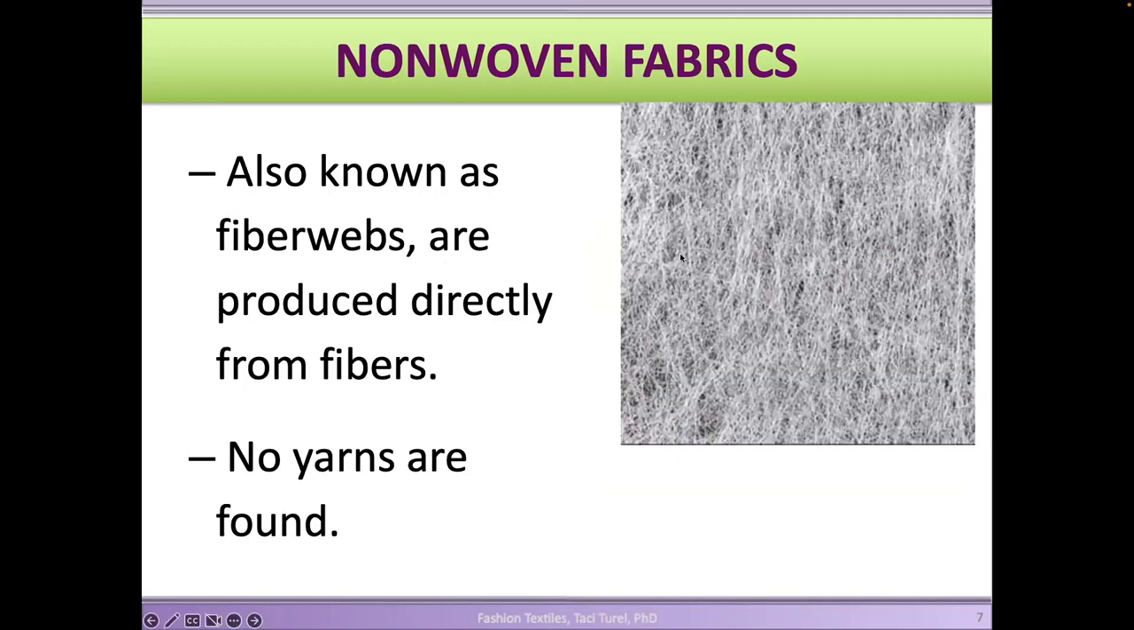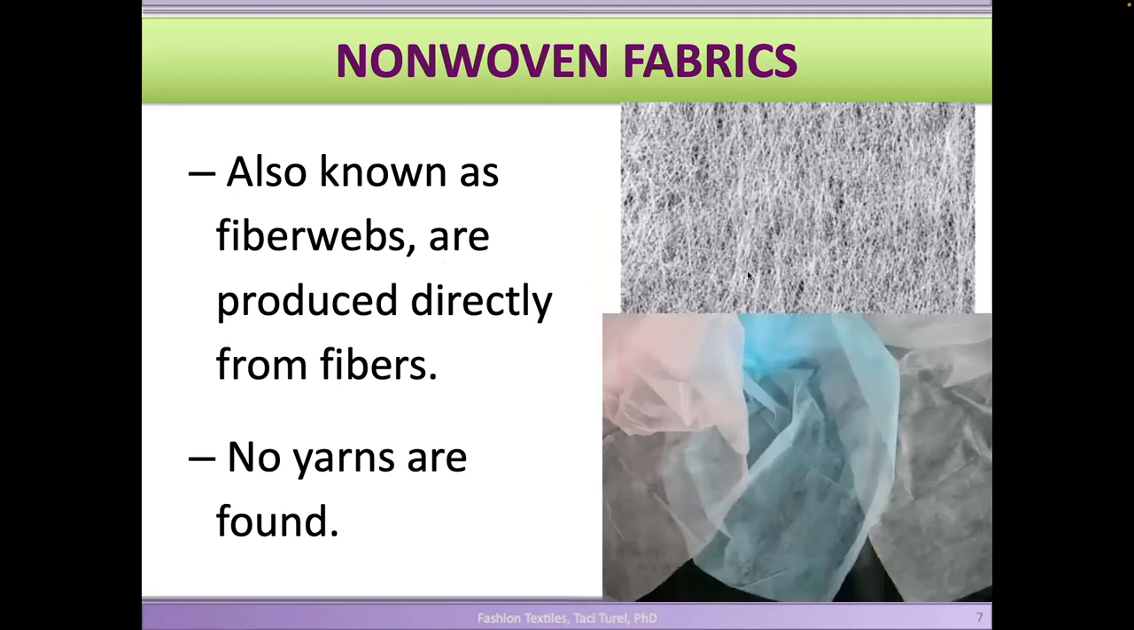Non-woven fabrics are made directly from fibers, so you can see fiber webs when you look closely at the fabric. So you don't recognize any kind of interlacing or interlooping pattern. So these types of materials are made out of non-woven fabrics. So you see that there are no yarns here. It's directly made out of fiber webs.